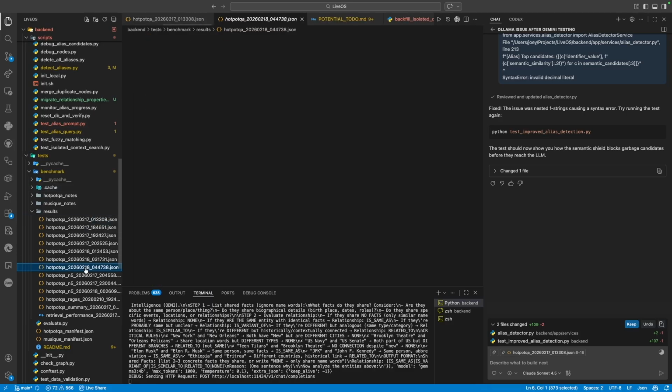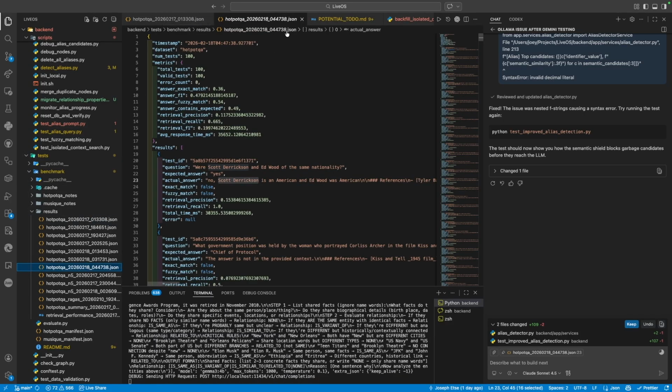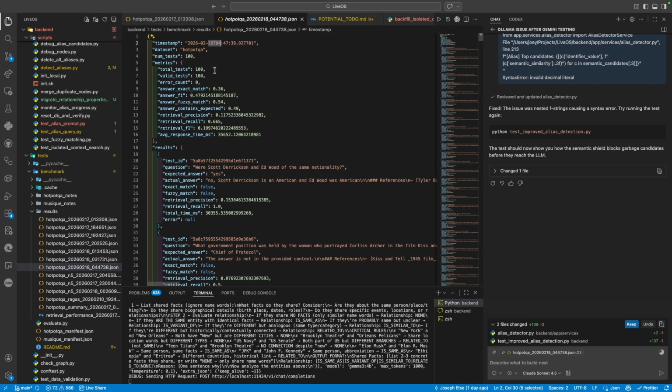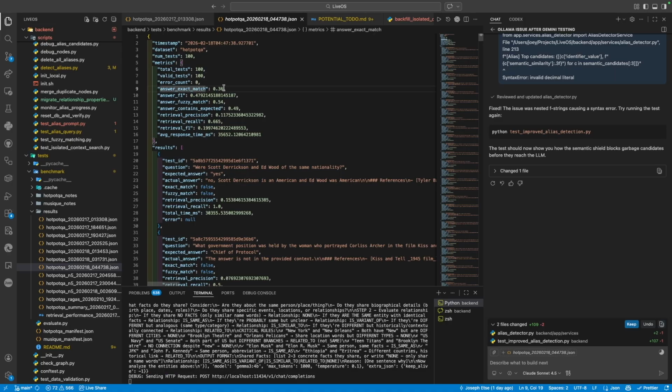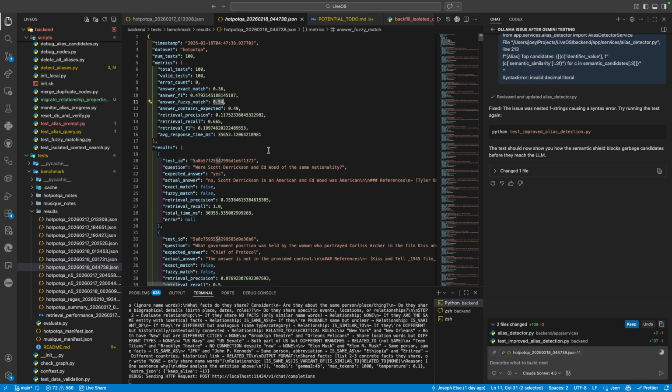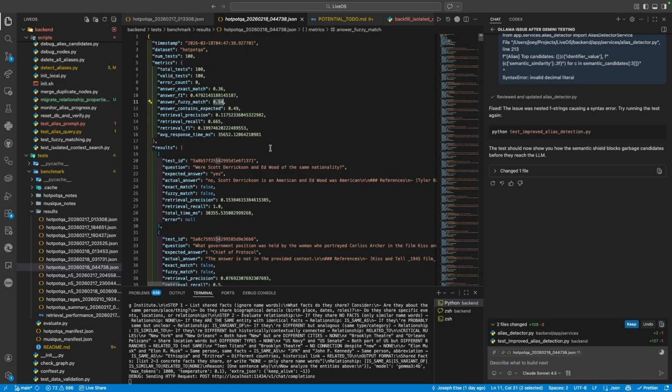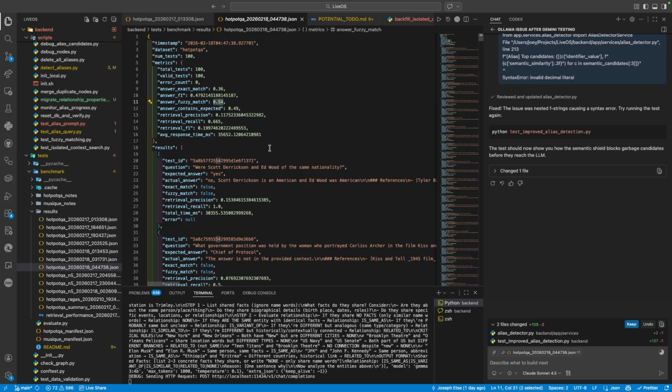Then fast forward to the 18th. So the results have improved now. We have exact match 36% and fuzzy match 54%. So when I say improving the architecture, what I mean is there are a lot of portions that could have used improvements which I didn't think of earlier.